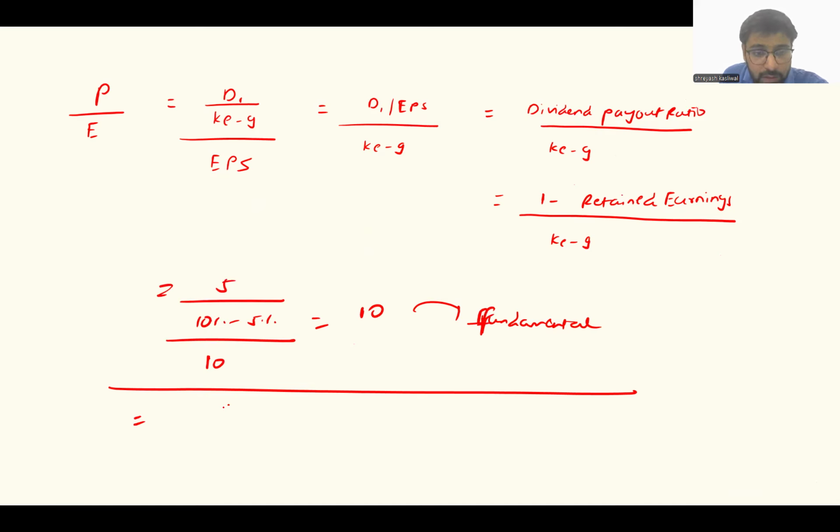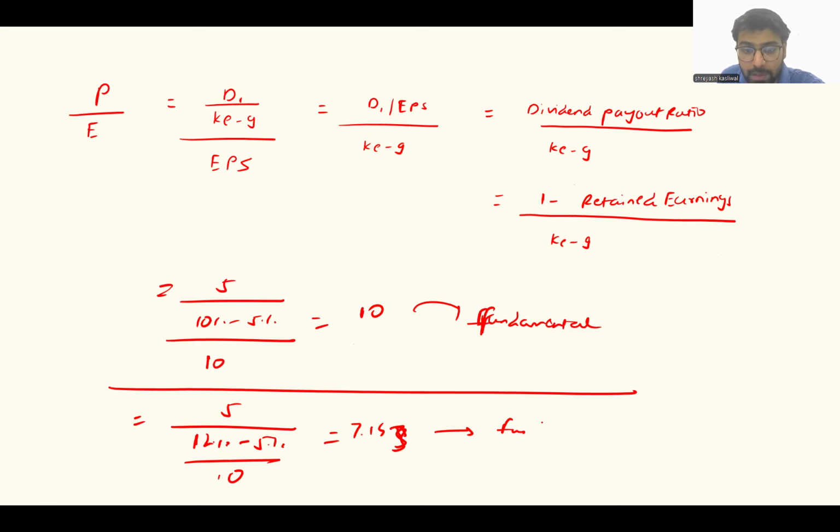Sir, what if the KE changes by 2%, it increases by 2%, it goes to 12%. Sir, 12 minus 5 divided by 10. Sir, then how does this calculation work, sir? It would be 5 divided by 0.07 divided by 10. That comes to 7.143. That is my P to E ratio based on fundamentals.